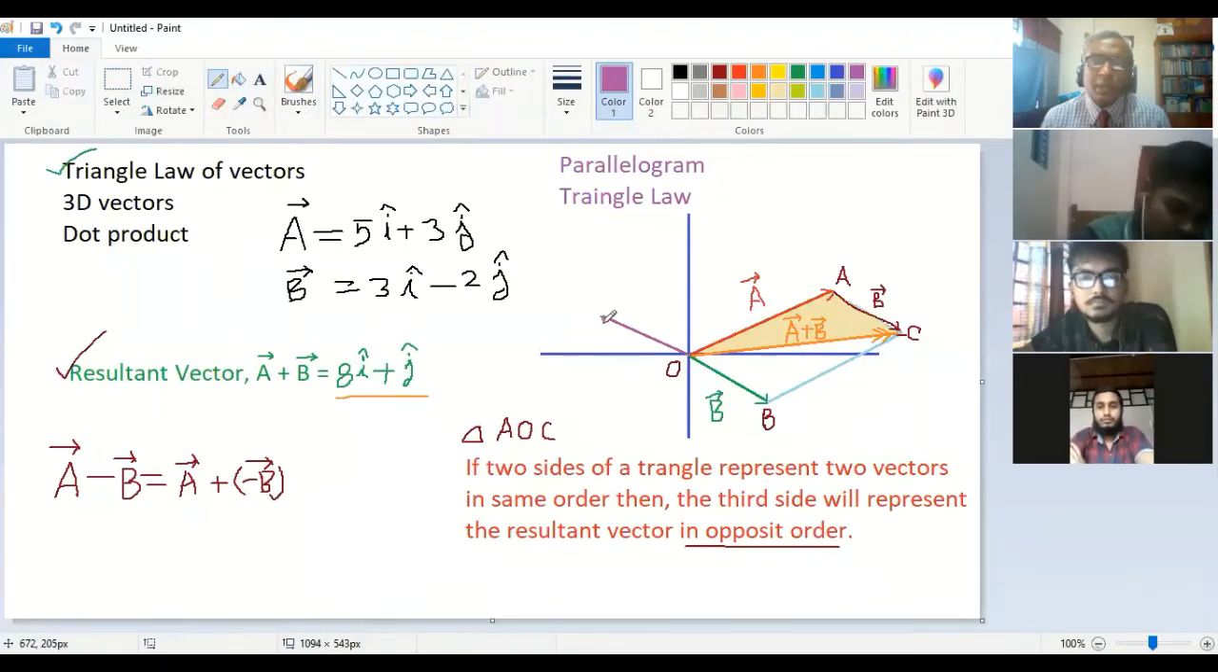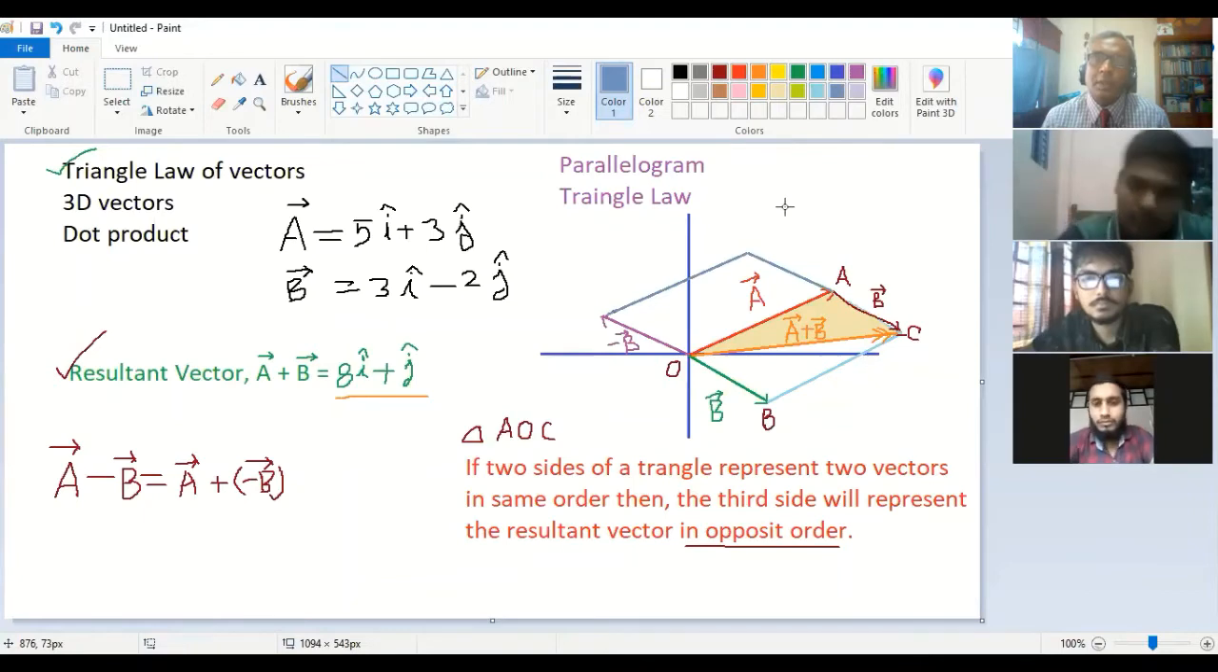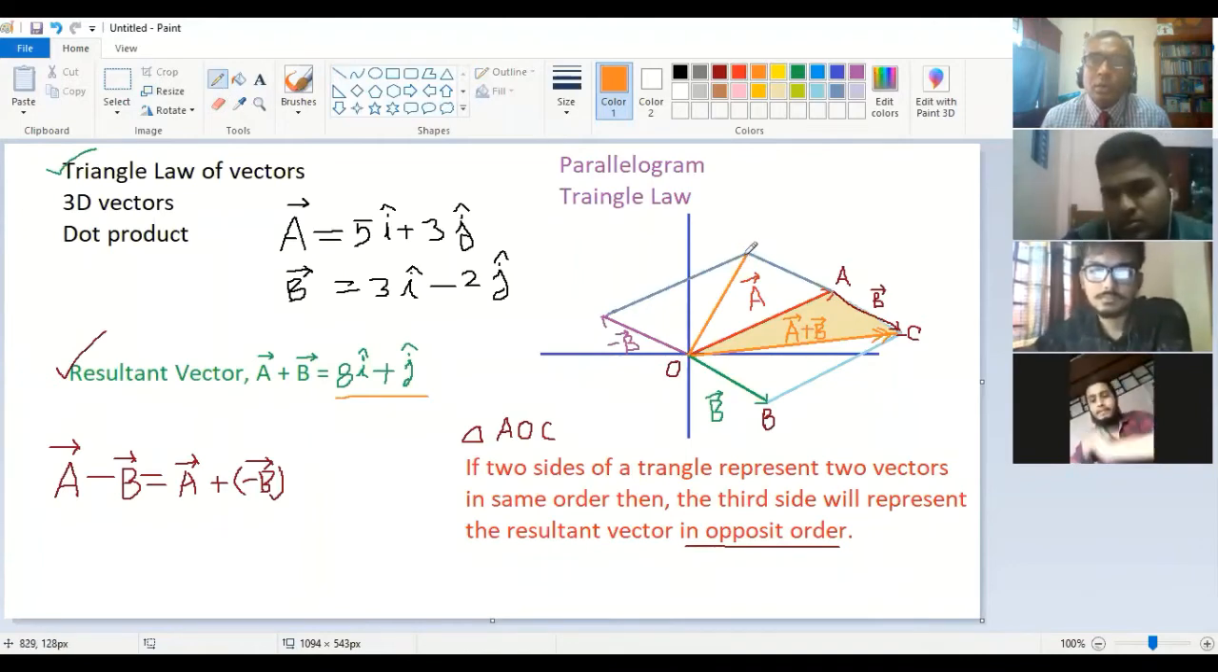And if you have the minus B vector here, which is drawn in violet color, then you will again think of the parallelogram. So what will be the parallelogram sides? It will be like this. The parallelogram will be like this. Okay, so if you have another parallelogram like that, the result, which I am drawing in orange color, will be this, and the result will be called A minus B.